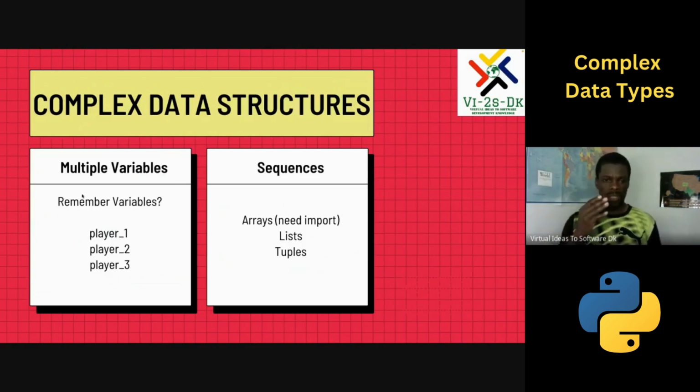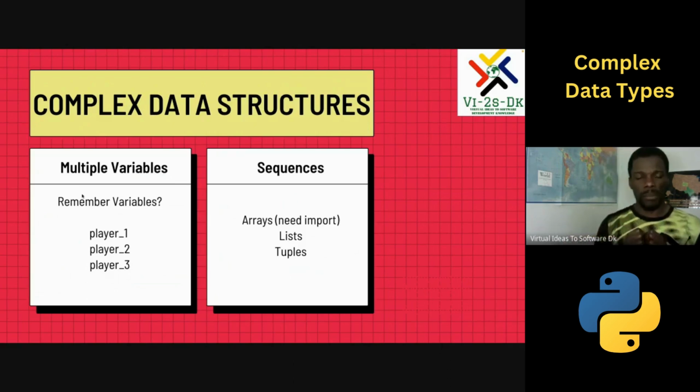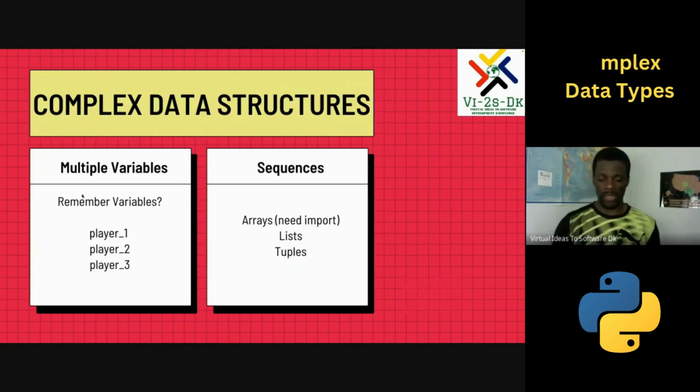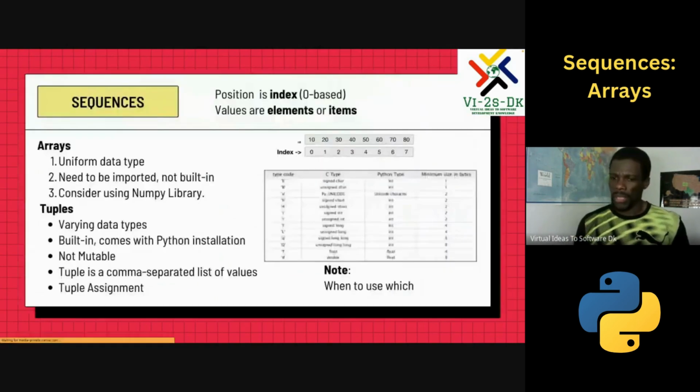So again, sequences have 3 major types. We'll talk about them shortly, but you have arrays. Arrays are not built in. Remember how we talked about last class that functions can be built in or user defined? Arrays are not built into Python, so if something is not built in, we usually have to import it. So if we want to use arrays, we have to import them. But lists and tuples are built into Python. Let's jump in quickly.